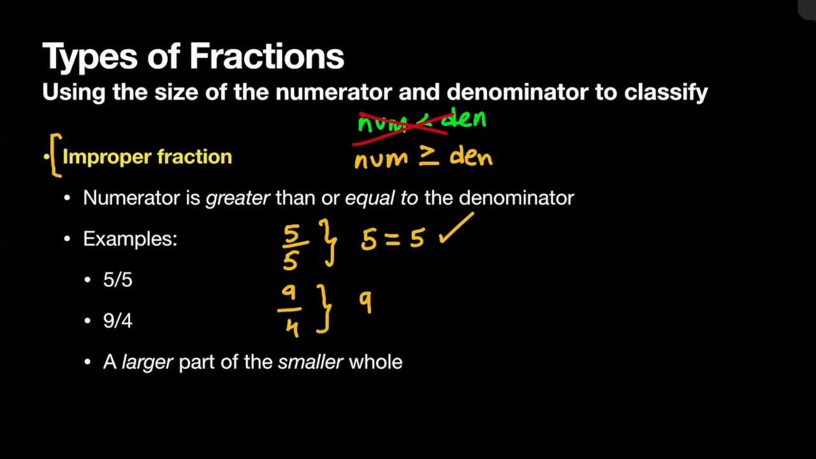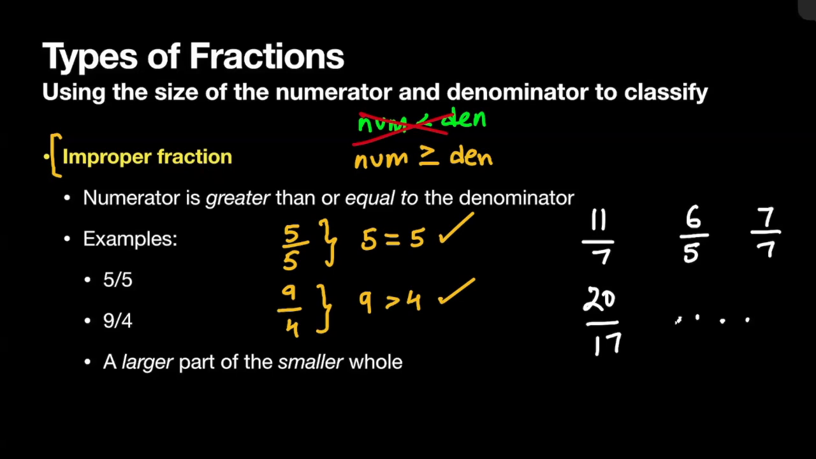9 is the numerator, and it's greater than 4, so that is good. Other examples could be 11 over 7, 6 over 5, 20 over 17, and so on. All of these have a numerator that is greater than or equal to the denominator.